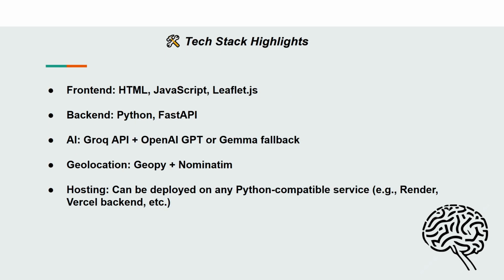The front end is HTML, JavaScript, Leaflet.js, the back end is Python FastAPI, the AI as I told you is the Groq API, and for geolocation we are using GeoPy and Nominatim. For hosting, you can deploy on any cloud, or you can deploy to your local system and explore more based on your need. So let's move to the demo part.